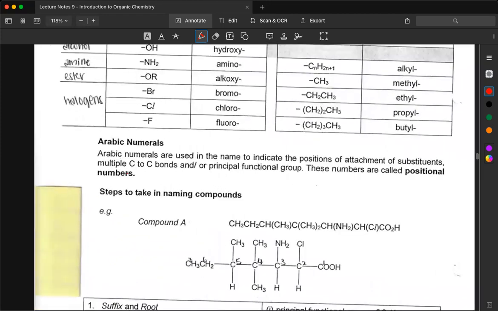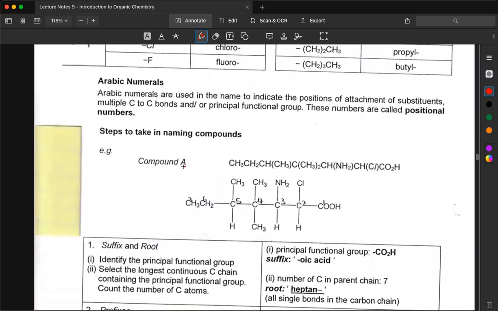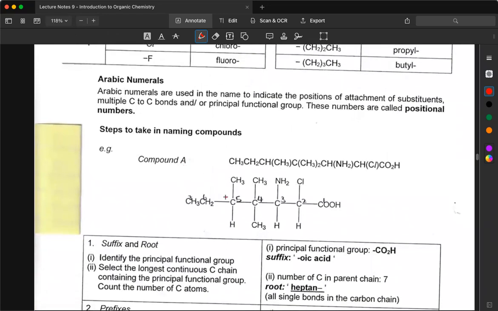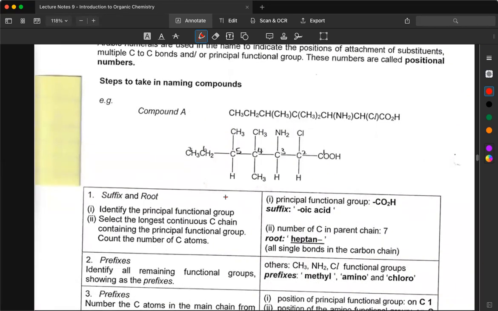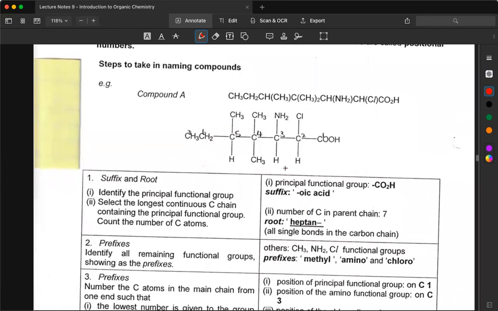Arabic numerals are used in the name to indicate the position of the attachments of the substituent, multiple C to C bonds or principal functional group. These numbers are called positional numbers. So these are the steps to take to name compounds. Now, number one, identify the principal functional group and then select the longest continuous carbon chain containing the principal functional group and count the number of C atoms. So the principal functional group here is this, because this is of the highest priority. So it's the acid. The number of C in the parent chain will be 7. Okay, so it's called heptanoic acid.